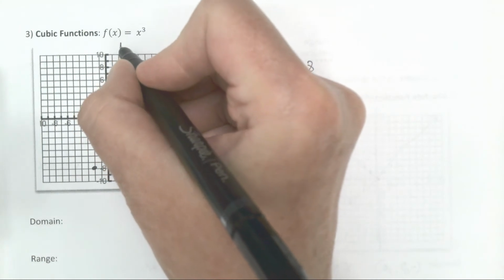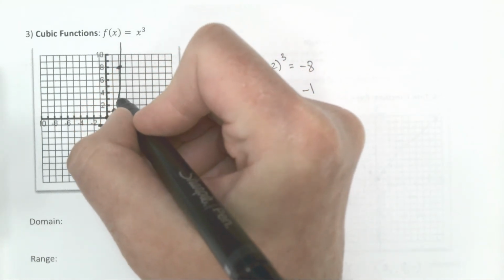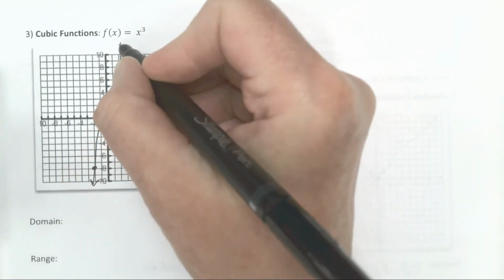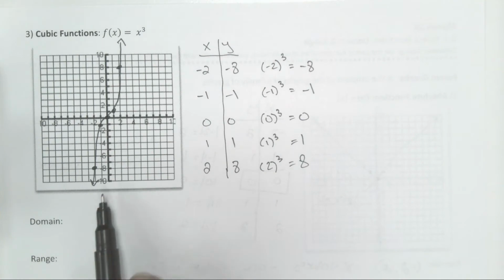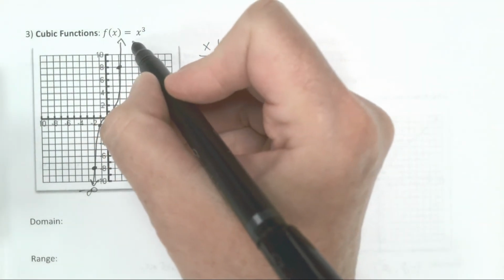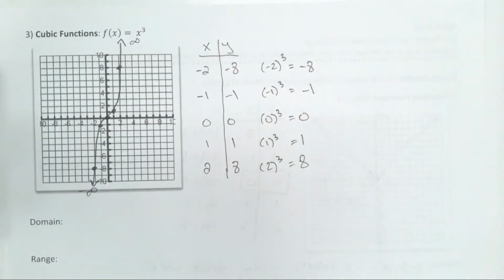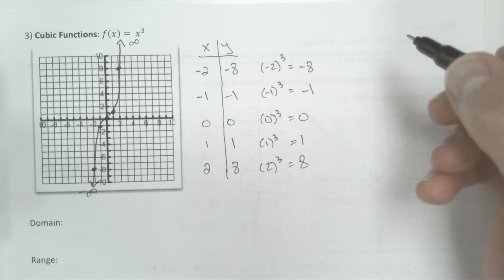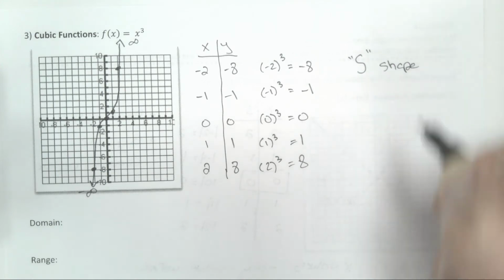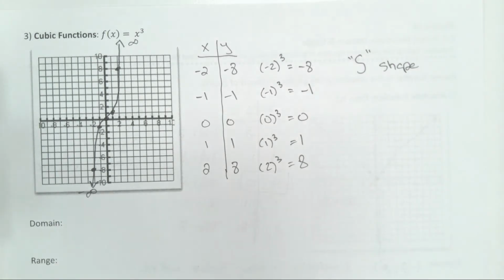So when I connect the dots, I'm going to try to make it as smooth as possible. And then you need to put tails on each end. So this is going down to -infinity. This one is pointing up. It's going up to +infinity. This one generally has an S shape to it. I know it's not exactly an S, but it's kind of that wiggly little shape.